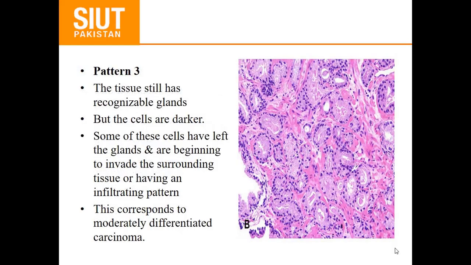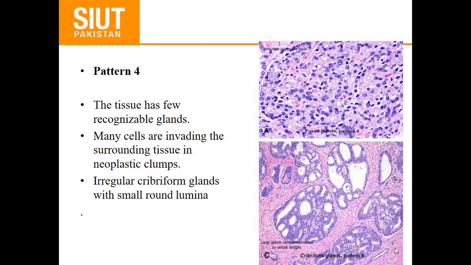In pattern 3, the tissue still has recognizable glands. We can see these glands, but the cells are darker. Some of these cells have left the gland and are beginning to invade the surrounding tissue, an infiltrating pattern. This is all infiltrating pattern. This corresponds to moderately differentiated carcinoma.